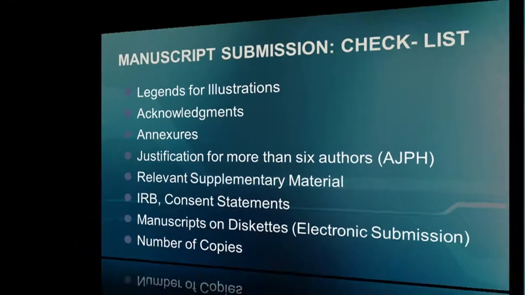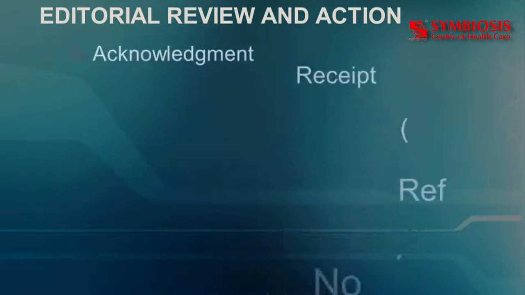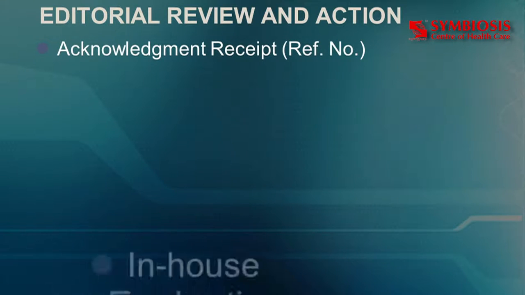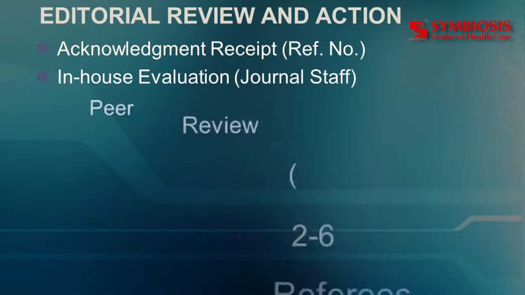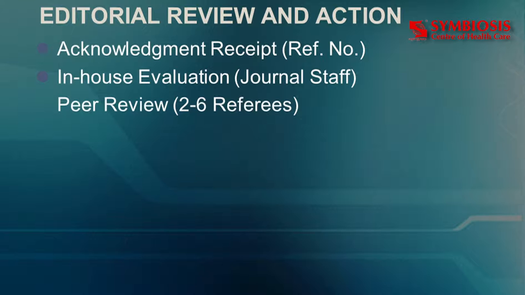So, what happens after the paper is submitted, at the end of the editorial part? Editorial review and action. The first thing is that you will receive an acknowledgement receipt. Then in-house evaluation is done by the journal staff, and generally they send it for peer review, if they find that the article is suitable for their journal, to maybe 2 to 6 referees. Then reviewers' comments are sought.